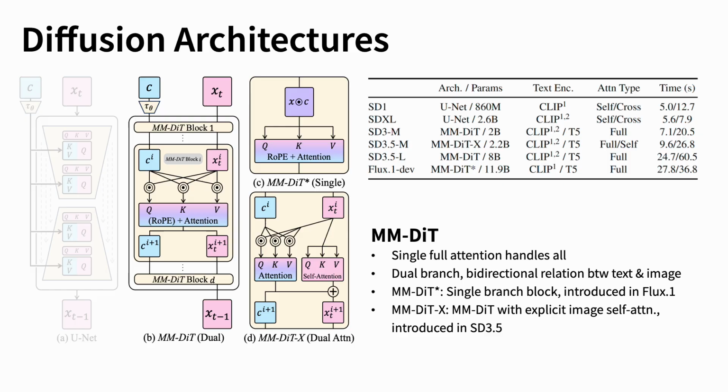Some variants include compute-efficient single-branch blocks in Flux or explicit image self-attention in SD 3.5. These models also tend to be larger, benefiting from the scalability of transformer architecture. The table summarizes architectures with their inference times with and without the SDPA attention kernel.